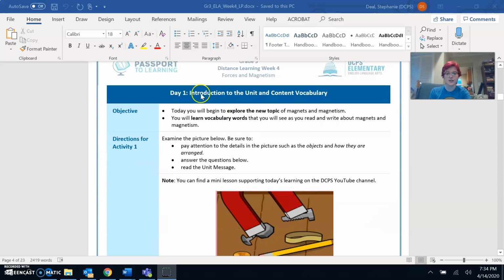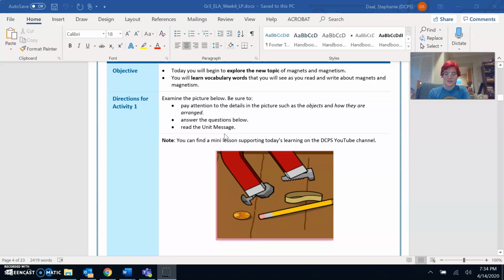So we're going to start on day 1, the introduction to the unit and our vocabulary. Today we will begin to explore the new topic of magnets and magnetism. You will learn vocabulary words that you will see as you read and write about magnets and magnetism. This should sound familiar to us because we did start this unit before we left school for distance learning. So we should be able to get some of this done, and it should be pretty easy.